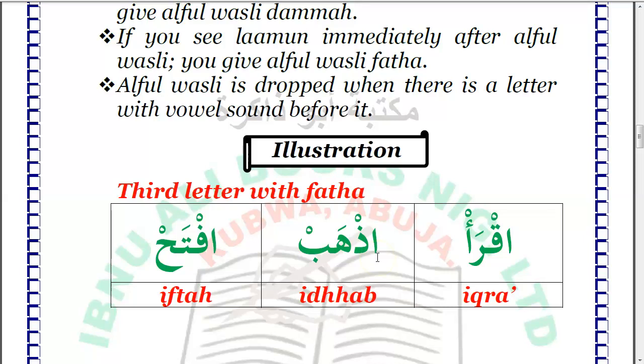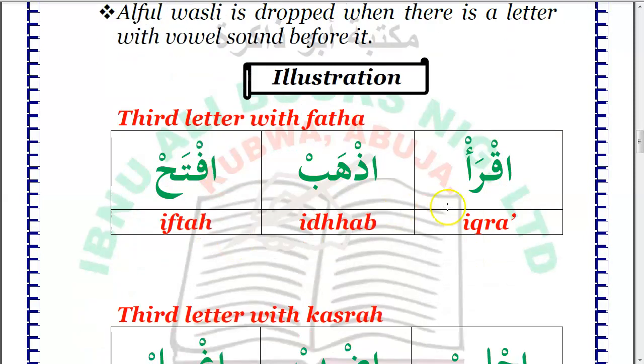Here is another one: 1, 2, 3. Ha is the third letter, and it is carrying fatha. So that fatha is telling us to give alif al-wasli here kasra. We say idhhab, i, not a. The third one: 1, 2, 3. This ta is carrying fatha. As a result of that, we give alif al-wasli kasra. We say iftah. Do you understand? Ikra, idhhab, iftah.